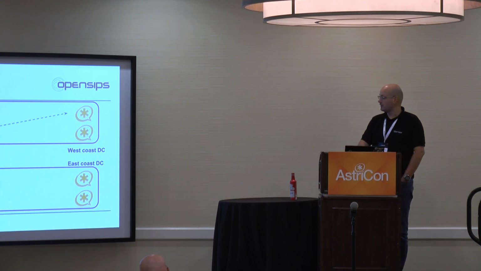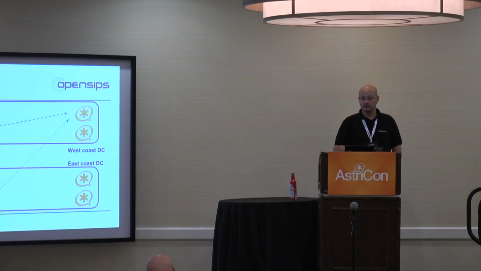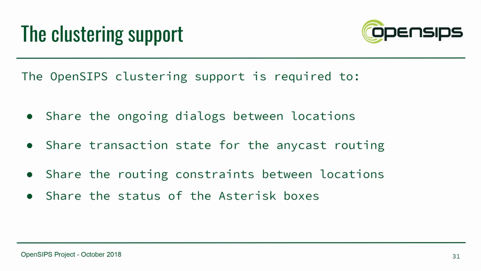So that's fine. But now we have a second user dialing the same conference, going through a different location, and that OpenSIPS will say, hey, you know, the conference exists, thanks to the OpenSIPS cluster layer. The conference exists, it's already anchored to an Asterisk box in the first data center. So it will force the call to go over there. So it's an exception for the load balancing layer.